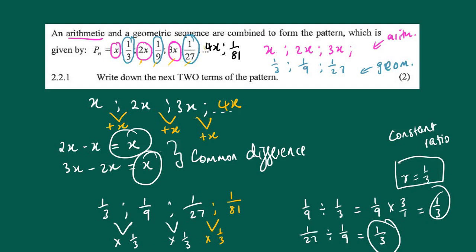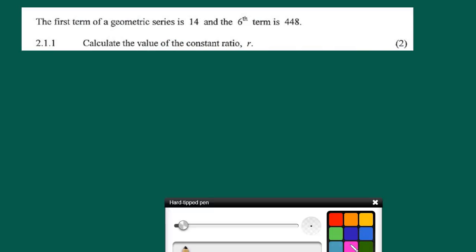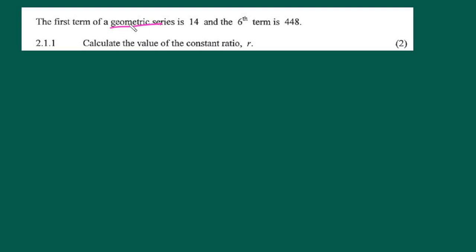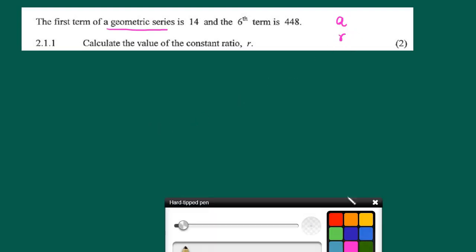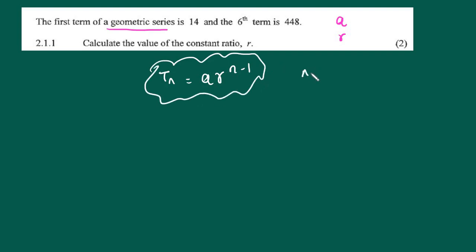Okay, is anyone with a question there? So for questions like this, whereby you are told the first term of a geometric, first of all, we have to understand that we're dealing with a geometric. That means we're dealing with A and R, which is the first term and the ratio. Remember that the general formula for geometric sequences is Tn equals AR to the power of n minus 1. This is the nth term, or the general term, of a geometric.